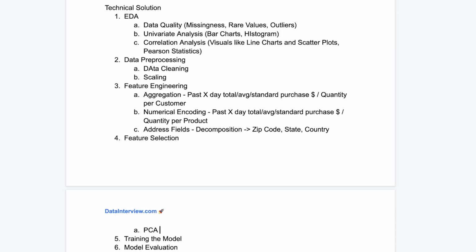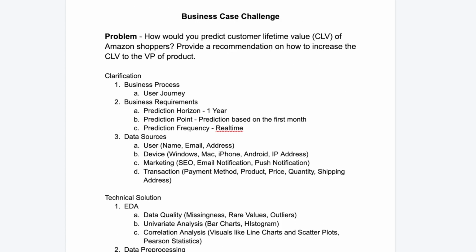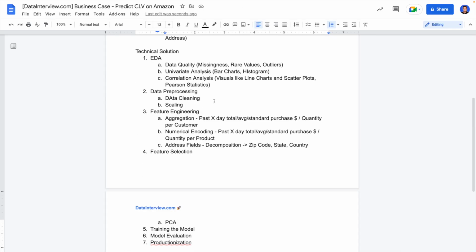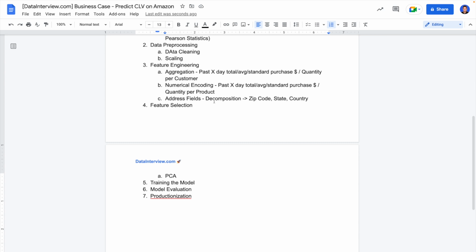First of all, I can consider the idea of PCA. Forget about which signals I'm going to cherry pick; let's just compress that into lower dimension, so the model is less likely to overfit. However, I believe this is going to be a little bit problematic later down the road, because I have to be able to provide a recommendation on how to increase the CLV to the VP of product. I need some underlying information about what signal is considered a high predictor for that target variable. So PCA might not be the best strategy in this case.